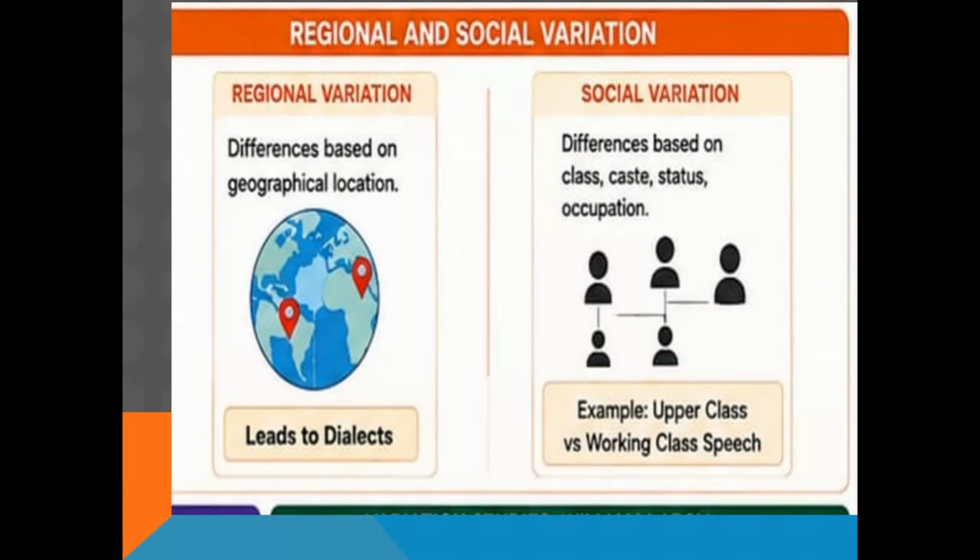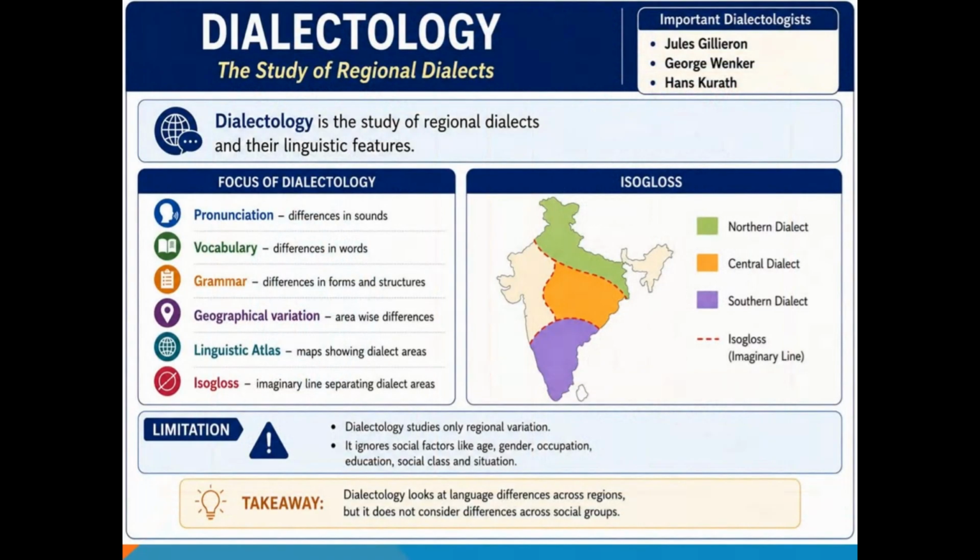Before sociolinguistics became popular, dialectologists studied regional varieties of language. Important scholars include Jules Gilliéron, Georg Wenker, and Hans Kurath. They prepared dialect maps and used isoglosses to mark language boundaries. However, they mainly studied only geographical variation and ignored many social factors.